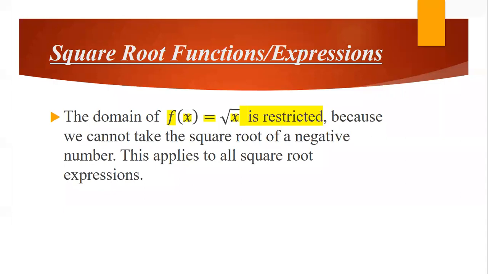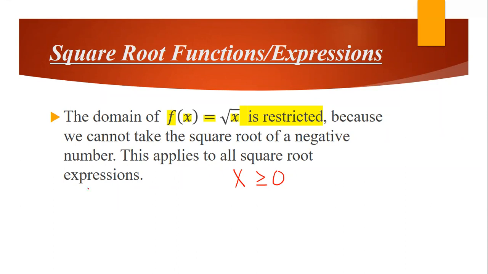So the first one we're going to analyze is the square root function. And the square root function, the domain is restricted because we cannot take the square root of a negative number, right? The square root of -1 doesn't exist because a negative times a negative makes a positive. So therefore, it doesn't exist. So what this ends up looking like is whatever is underneath the square root, we have to set it greater than or equal to 0 and evaluate.